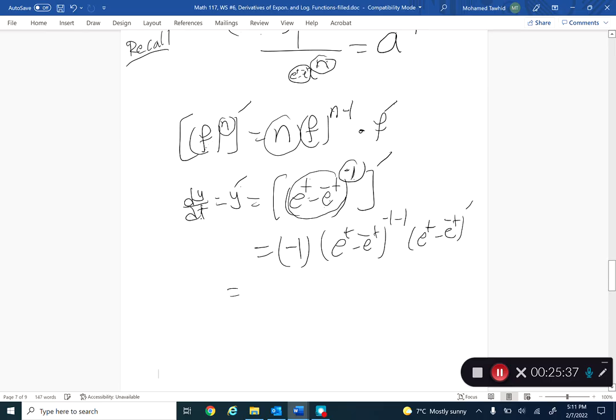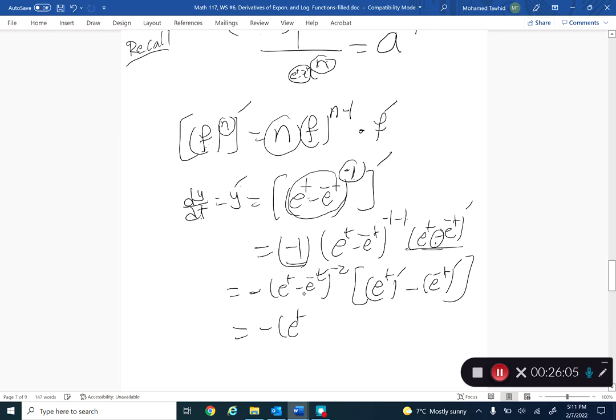Now simplify this: negative sign, (e to the power t minus e to the power negative t), and negative 1 minus 1 gives negative 2. Now what do you have in the middle? Minus means you take the derivative of the first term minus the derivative of the second term. Because if you have plus or minus in the middle, you take the derivative term by term. So here, negative (e to the power t minus e to the power negative t) to the power minus 2.